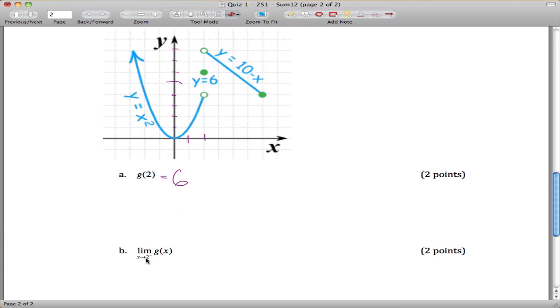What's the limit as x approaches 2 from the negative side of g of x? The negative side is over here in the picture. So what we're saying is if we're on this curve and we get really, really close to 2, what does the height get really close to? It gets really close to this height right here, which is 4.